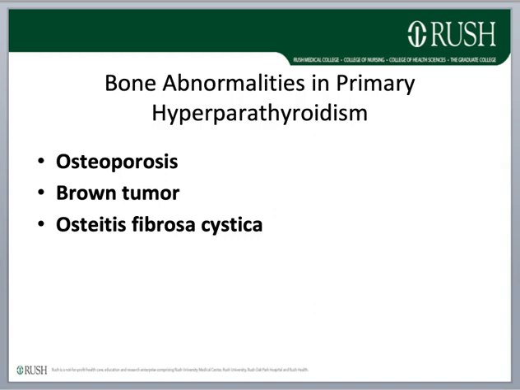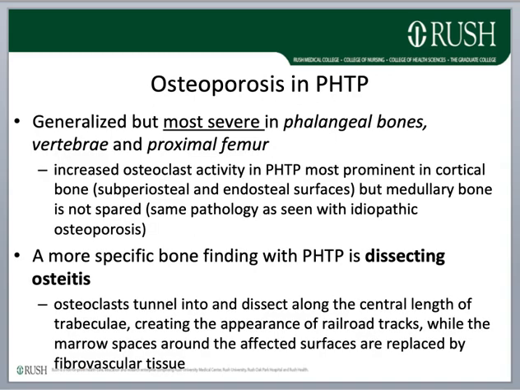So the good news is that osteoporosis, as it relates to primary hyperparathyroidism, is the same pathology as what we already talked about in the other presentation that covered osteoporosis. So there's nothing really new to learn about that. We do see generalized osteoporosis in primary hyperparathyroidism, but it is most severe in the phalangeal bones, vertebrae, and the proximal femur.